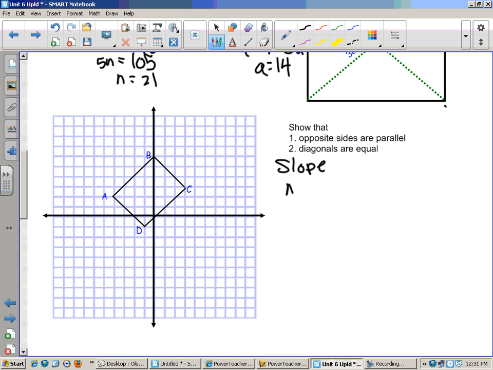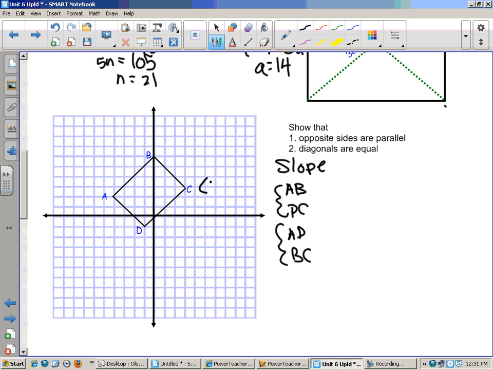So I'm going to find the slope of AB and DC. Then I'm going to find the slope of AD and BC. Okay. Obviously you can count. I'm going to calculate them. Well, actually, can you calculate them? Just because there's a couple people who are still having trouble with that. So can you calculate their slopes?